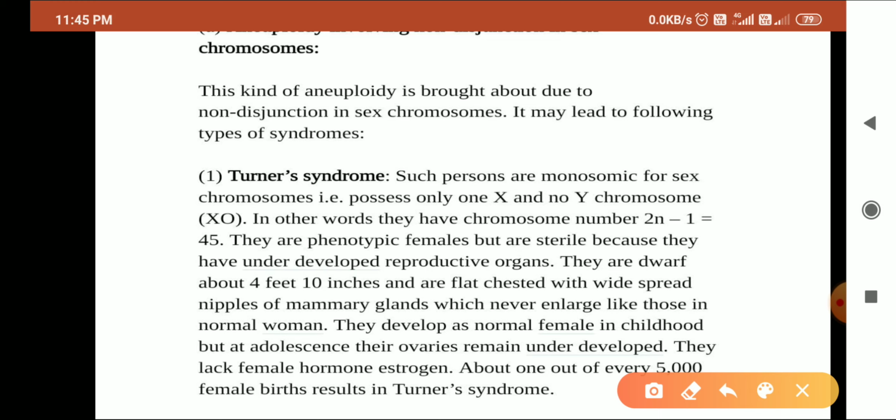Such persons have monosomy of the sex chromosomes, that is 2n minus 1. Here the organism possesses one X chromosome and no Y chromosome, so the sex chromosome constitution will be XO, represented by 2n minus 1. The chromosome number in the organism will be 45. What are the phenotypic features of this organism? Those suffering from Turner syndrome are sterile.